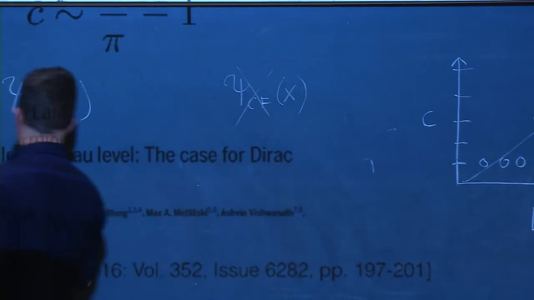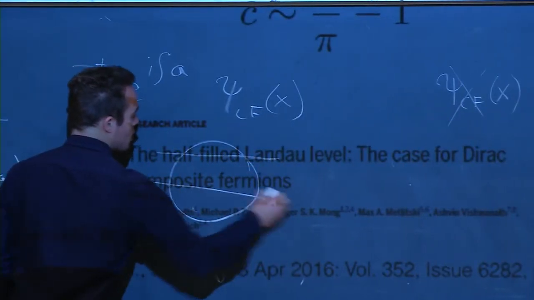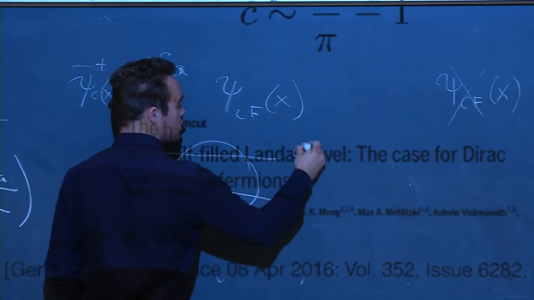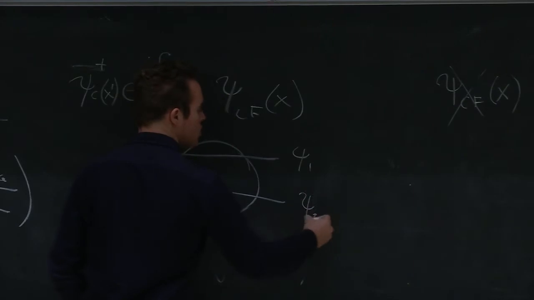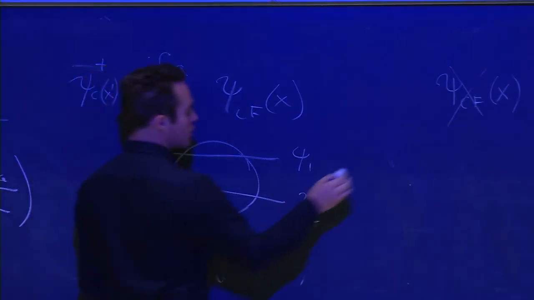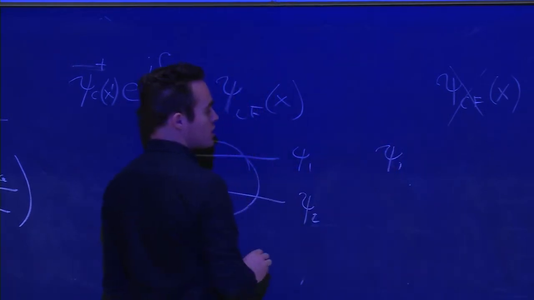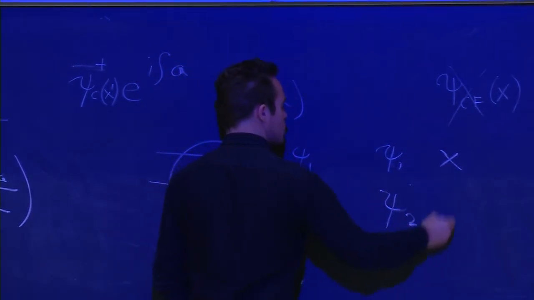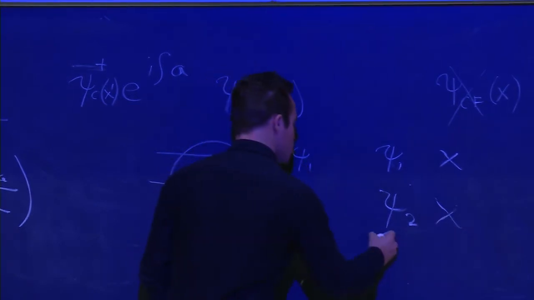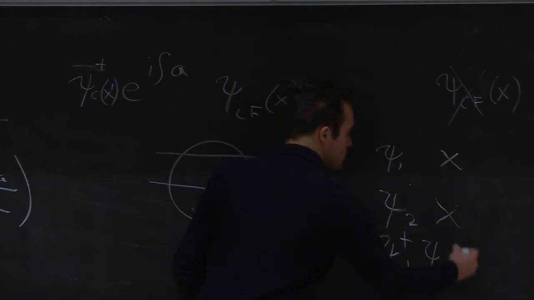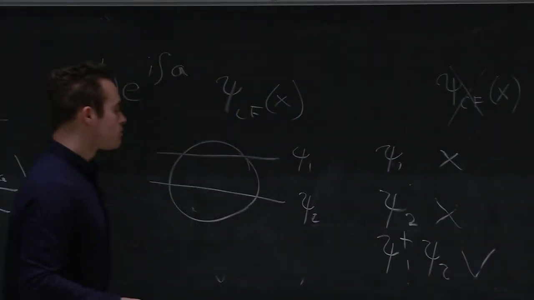So what that means is, suppose I consider the case where I have two modes cutting through the cylinder, psi1 and psi2. I can ask what type of operators are actually allowed. You can't destroy a single psi1. This is not allowed. You can't destroy a single psi2. This is not allowed. But you could make a bilinear like psi1 psi2. This is allowed.